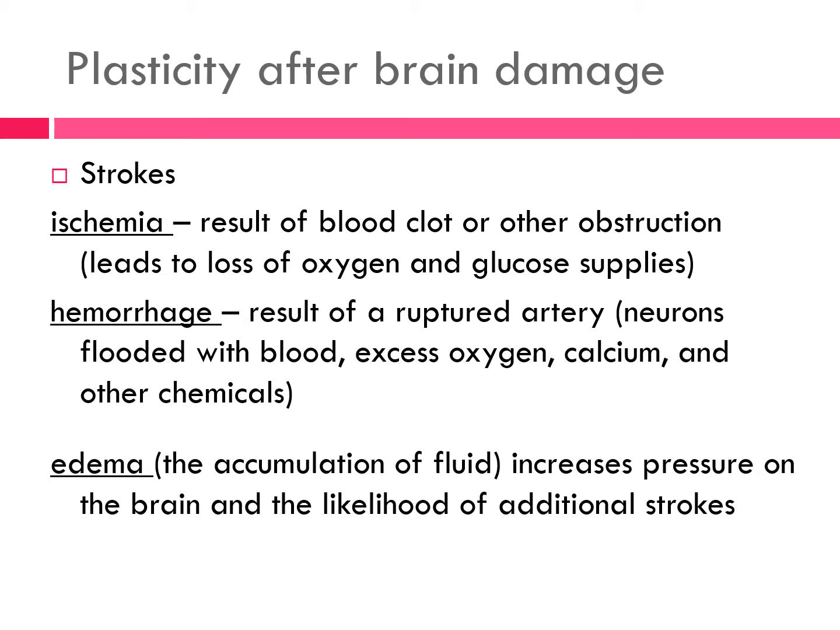What is much less common is a hemorrhage, which is the result of a ruptured artery, and this is causing just this flood of blood into a particular area, and that's going to give excess oxygen, excess calcium, other chemicals. So if you remember talking about causing an excitotoxic lesion in animals when we're working with animals, this is what's happening in a hemorrhage. There's overexcitation, and those neurons can die that way.